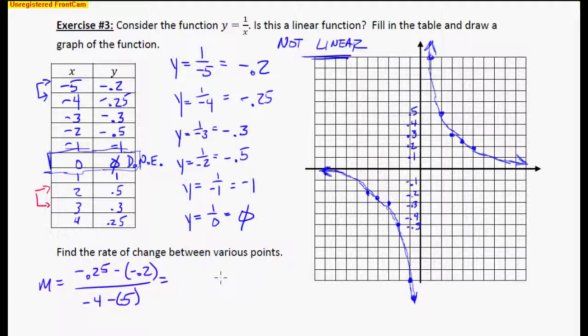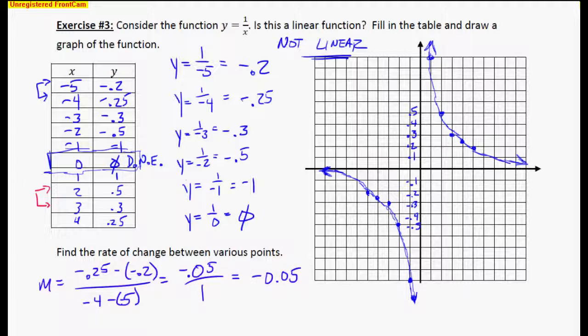All right, and if I bring up my calculator, I'm not going to bring it up on the screen. Let's just go, let's see, -0.25 minus a -0.2. I'm going to get a -0.05. Okay, and then we're going to go -5 minus a -5. That's actually going to give me a +1. So my slope there is -0.05.